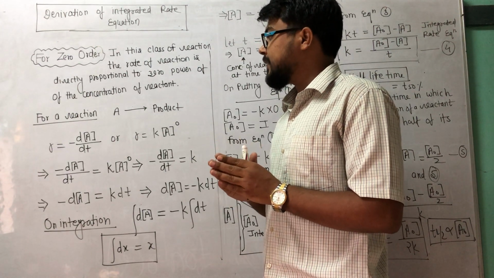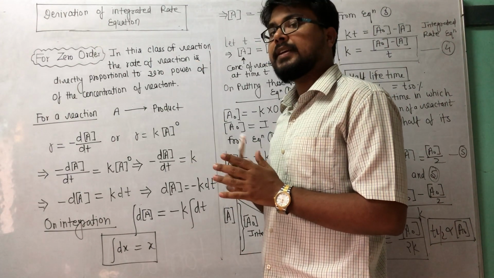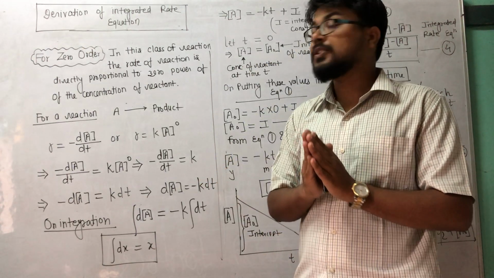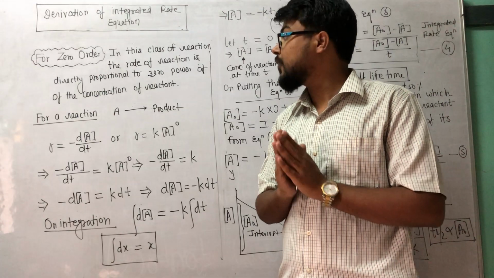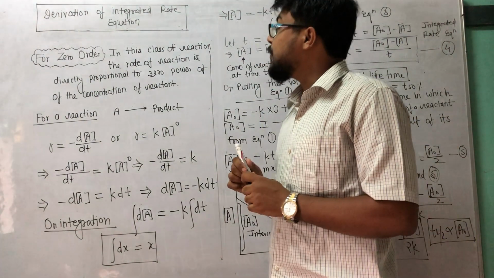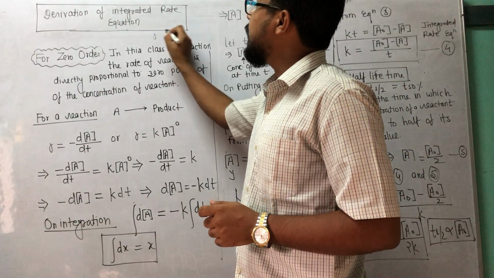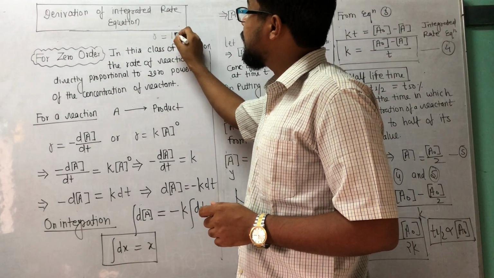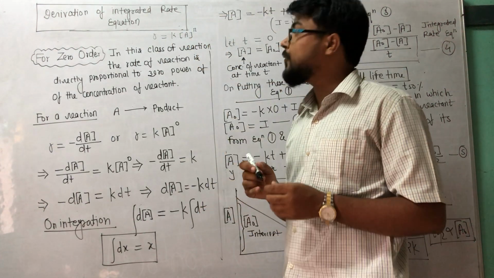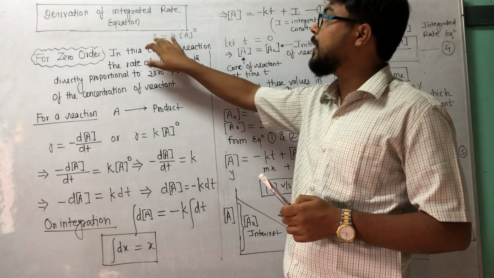What is a zero order reaction? In this class of reaction, the rate of reaction is directly proportional to the zero power of the concentration of reactant. Suppose we take the rate law expression R equal to K A to the power n.